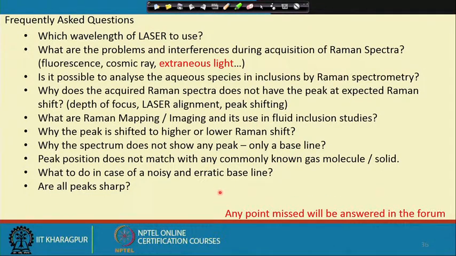Let us quickly look at some of the points, although we know that it cannot be exhaustive, because knowingly I am giving a bit of emphasis on this particular micro beam technique. The instrumentation is very simple, and any fluid inclusionist with a bit of interest in handling instruments can easily run the equipment to get Raman spectroscopic data. So, here are some of the frequently asked questions: which laser wavelength to use?